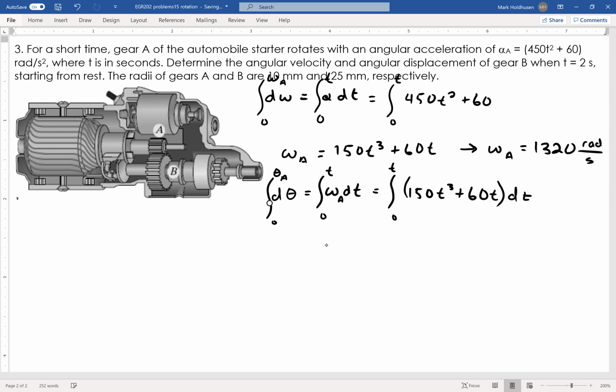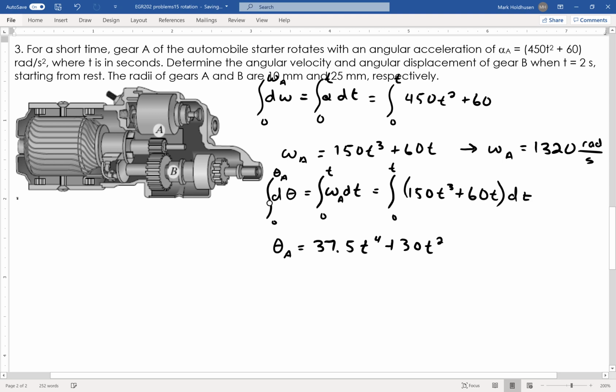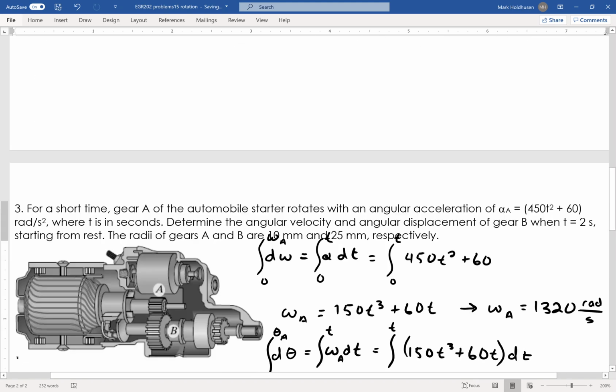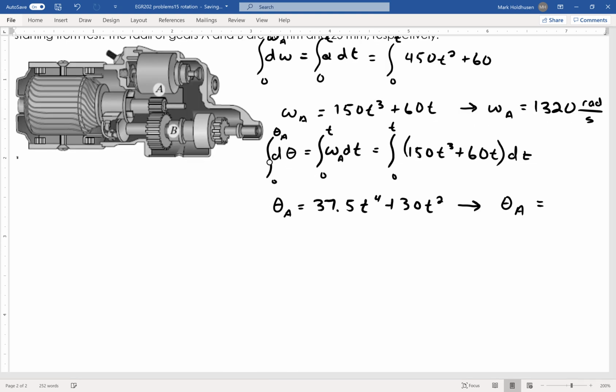So the left side of this equation is very simply theta a. The right side then becomes 37.5 t to the fourth plus 30 t squared. Again, plugging in 0 goes to 0. Plugging in t gives me that. Okay. Again, now I can plug in t equals 2 seconds to find the angular position of shaft A, which will be 720 radians.